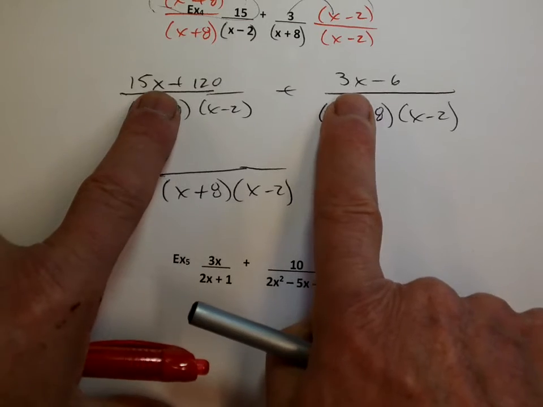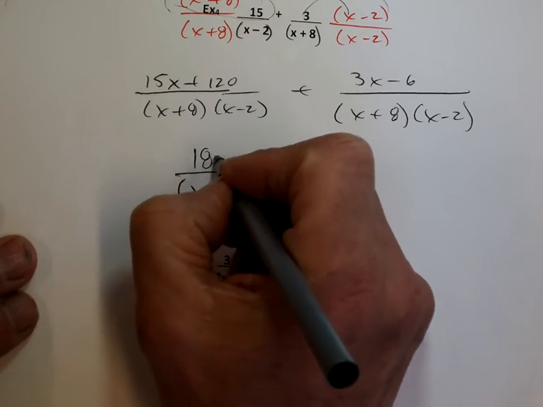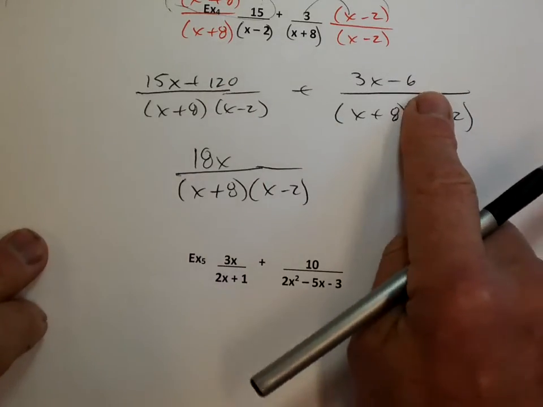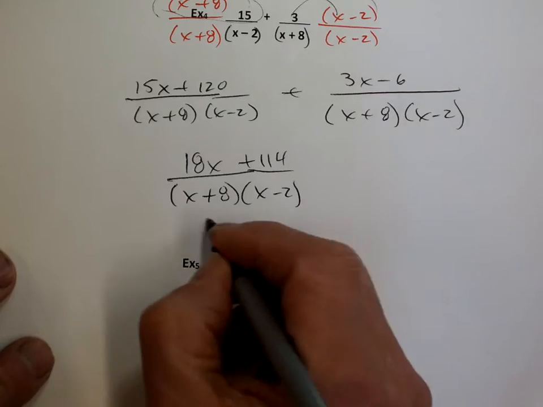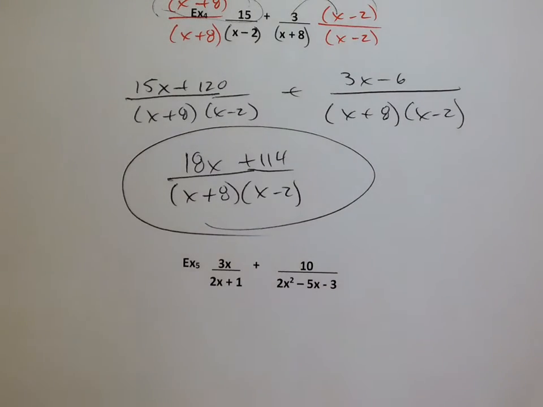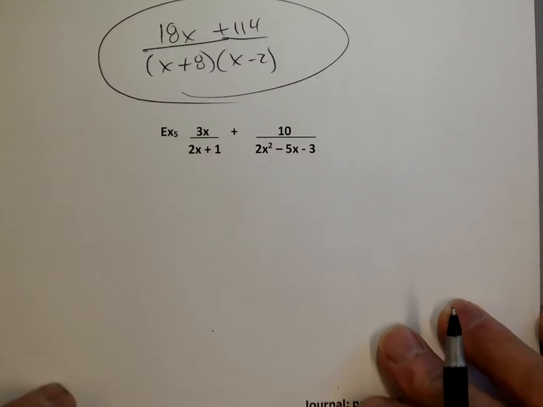If I add these, I'll get an 18x, and then 120 minus 6, what's that? 114. Plus 114. And that's all you can do. You can't do anything more with that. Just leave it. I'd like to do more, but I can't. Okay? All right. Example 5.